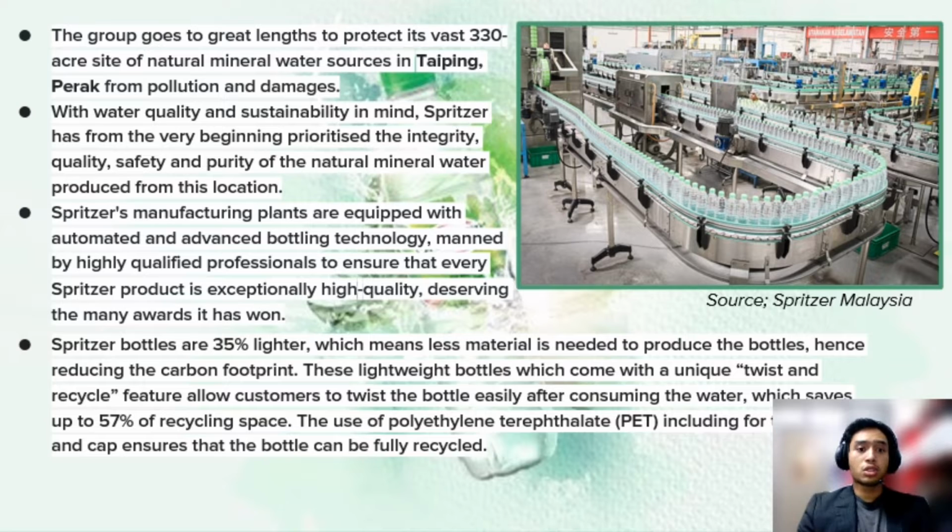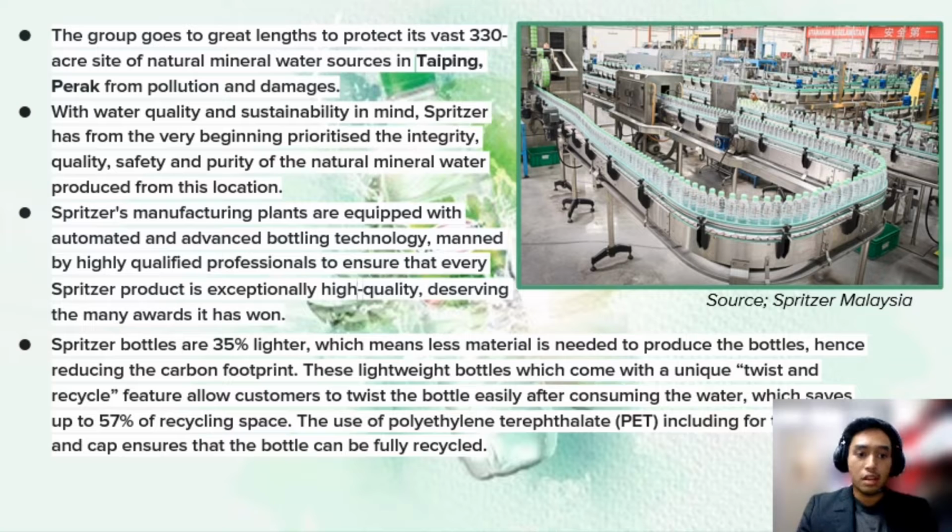The group goes to great lengths to protect its vast 330-acre site of natural mineral water sources in Taiping, Perak from pollution and damage. With water quality and sustainability in mind, Spritzer has from the beginning prioritized the integrity, quality, safety, and purity of the natural mineral water produced from this location. Spritzer manufacturing plants are equipped with automatic and advanced bottling technology, manned by highly qualified professionals to ensure that Spritzer products are of exceptionally high quality, deserving of the many awards they have won.